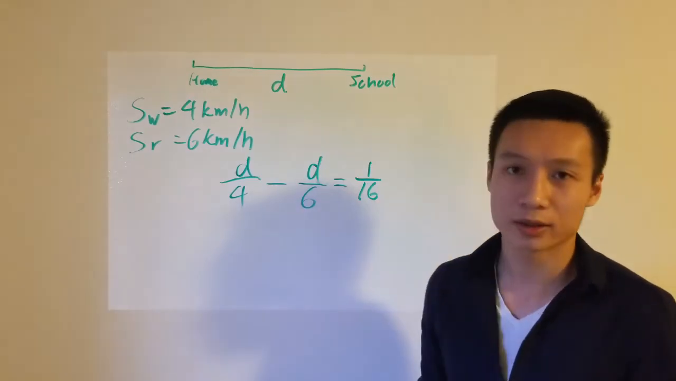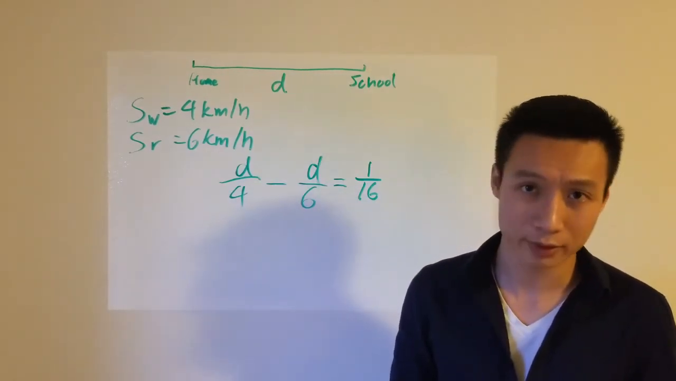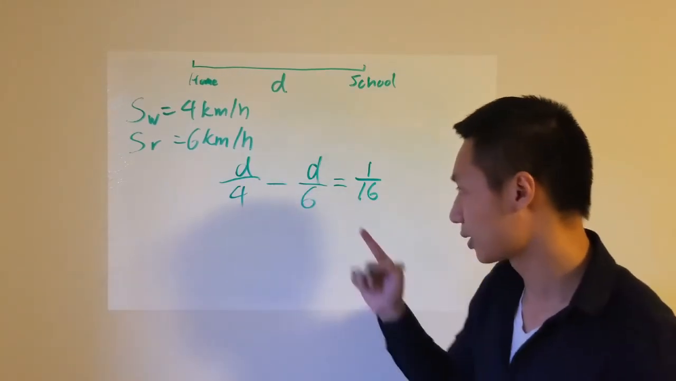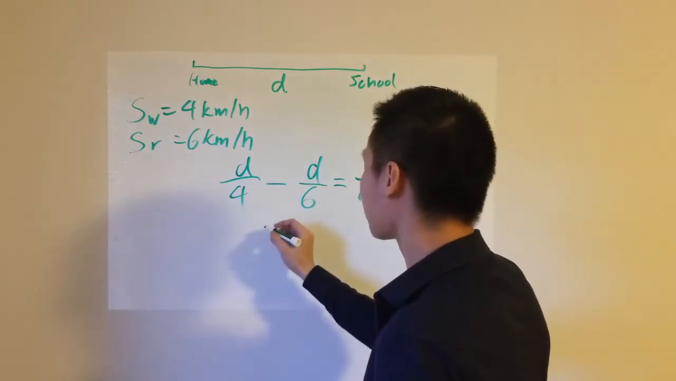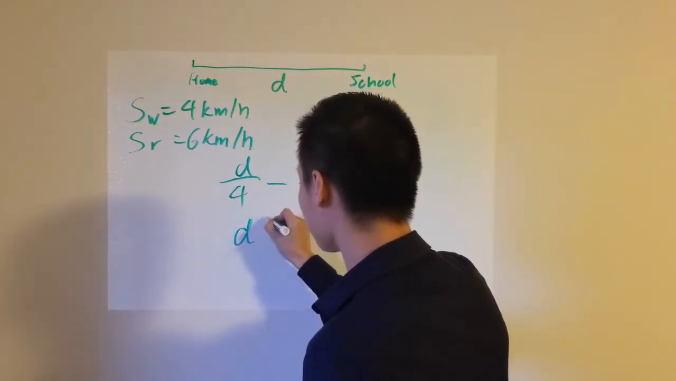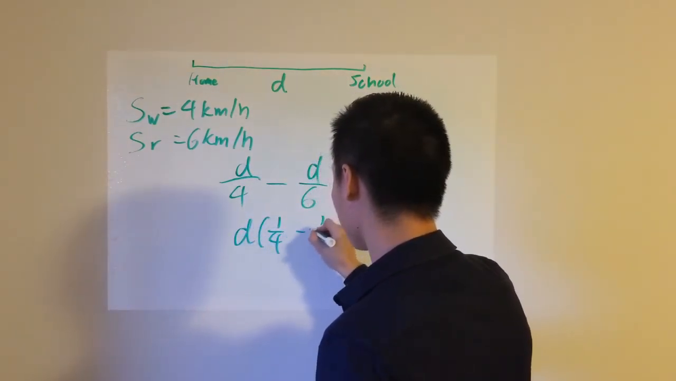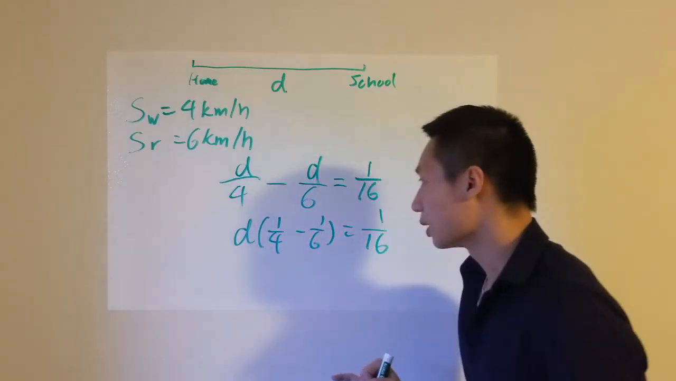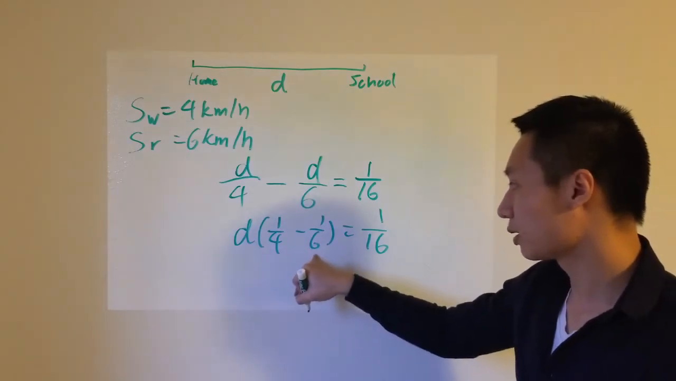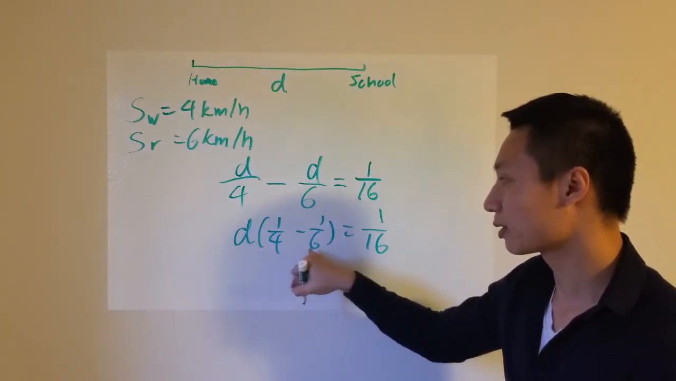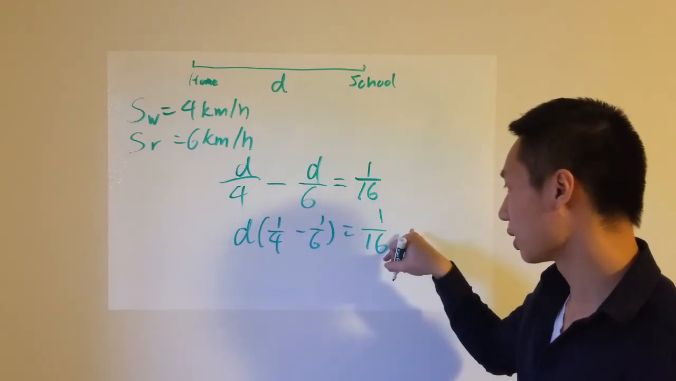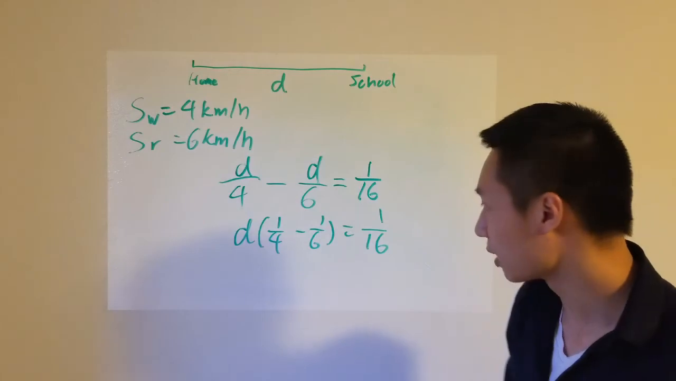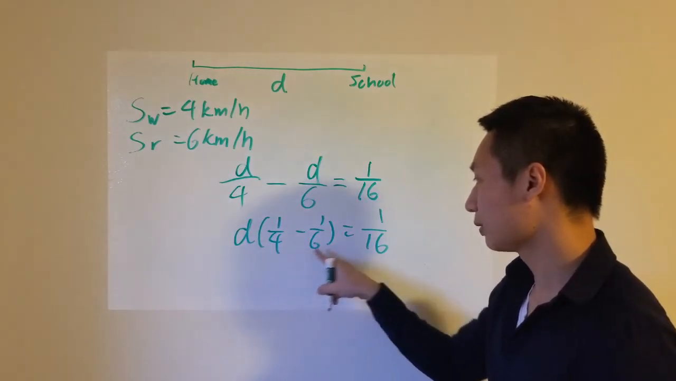We have one equation and one variable, so we can find a unique value for D. Let's start solving this equation. First thing, factor out the D. So you have D times 1 over 4 minus 1 over 6 is equal to 1 over 16. Remember, speeds are measured in kilometers per hour, and your time is measured in hours, therefore D must be measured in kilometers. Let's simplify this first.